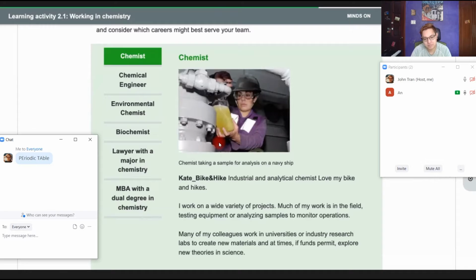I'm an industrial and technical chemist. I love my bike and hikes. I work on a wide variety of projects. Much of my work is in the field, testing equipment or analyzing samples to monitor operations. Many of my colleagues work in university or industry research labs to create new materials and at times explore new theories in science.